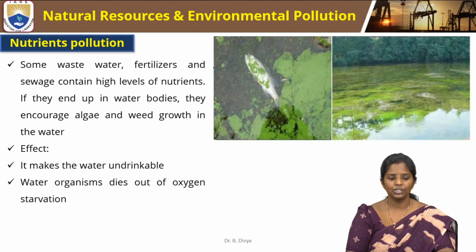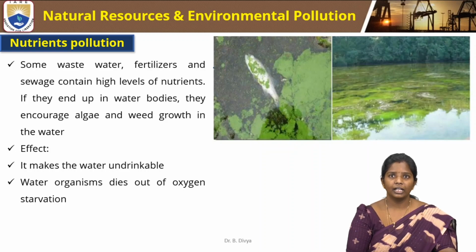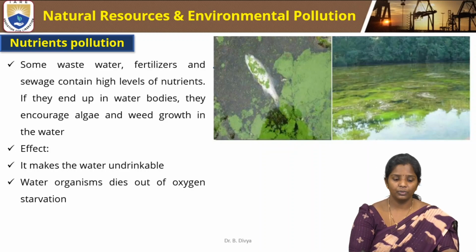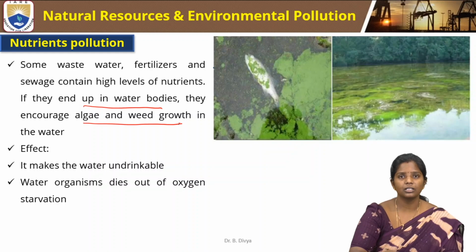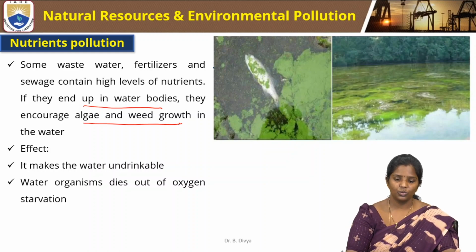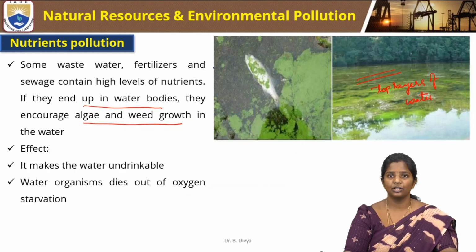So nutrient pollution, like some wastewater or the fertilizers that are used in the crops, will contain high levels of nutrients or the elements or the ions. So that will really get into the water bodies. They will help in growing the algae and weed. Tremendous growth will take place. So this will really occupy the top layers of water. So there is obviously depletion of oxygen.